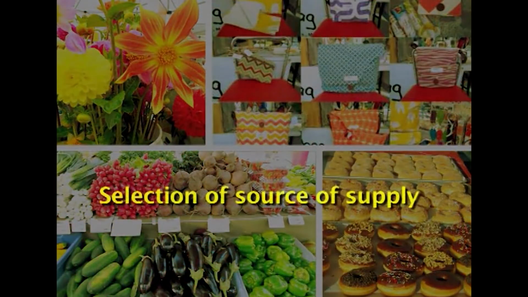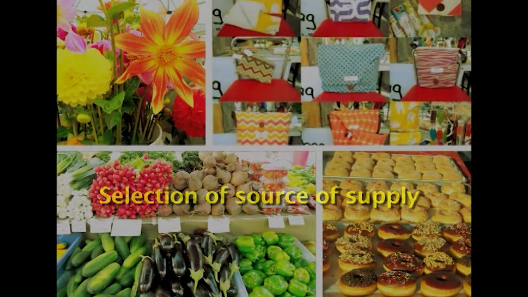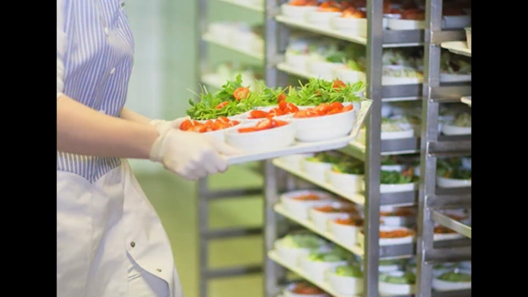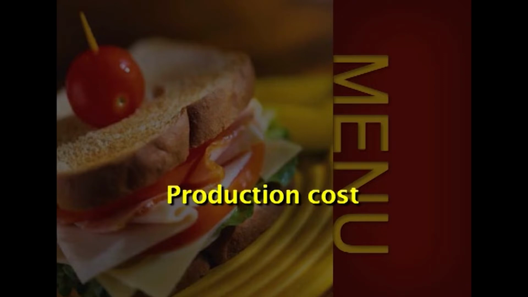And also the selection of the source of supply. That is, you can go for markets which supply you with good quality products. And next is the transfer of those items present in the stores to the sellers. That is, sellers are present nearer to these kitchens, hence it will become easier for the people to use it.